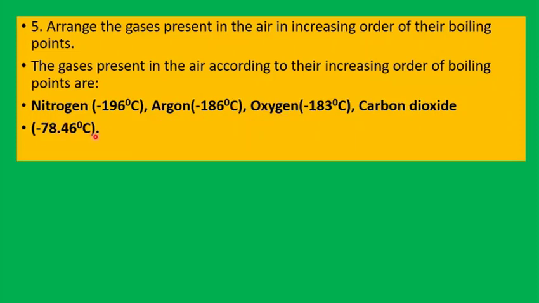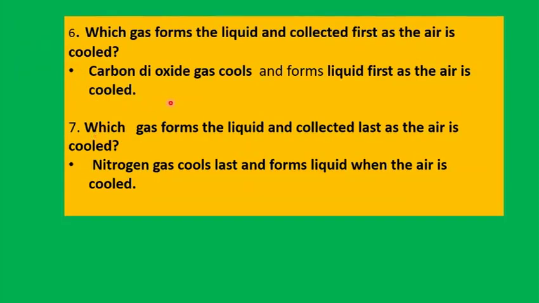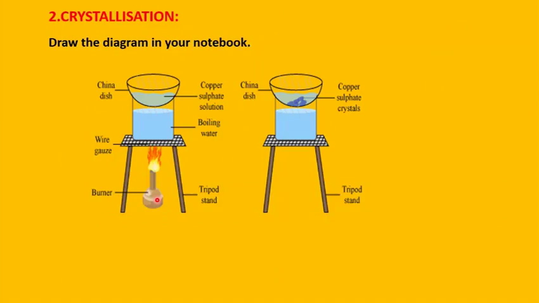minus 78.46 degrees Celsius. Now in the fractional distillation column, which gas cools first and forms the liquid first as the air is cooled? Carbon dioxide gas is the first one to cool and form liquid as air is cooled in the fractionating column. Which gas forms the liquid and is collected last as the air is cooled? Nitrogen gas cools last and forms a liquid when the air is cooled, based on the boiling point.